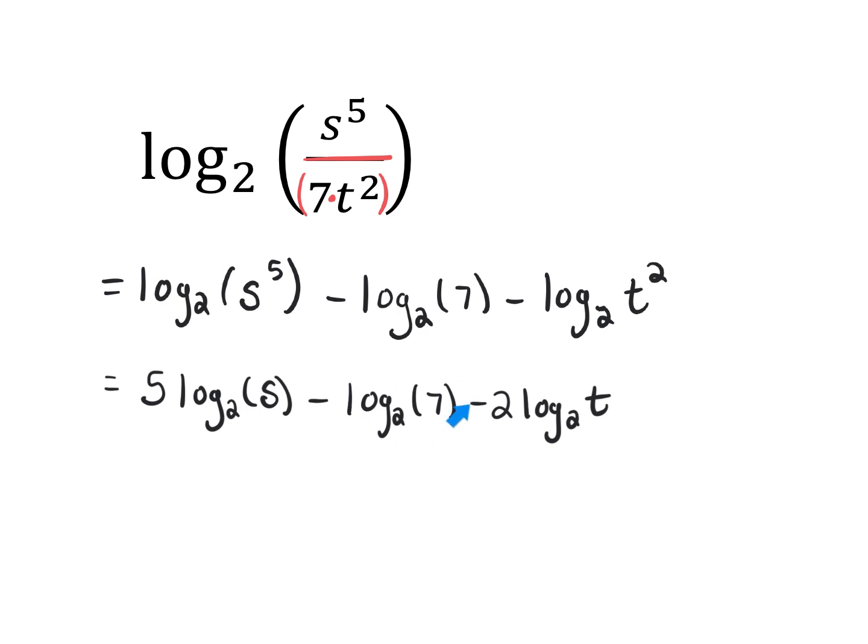We don't evaluate this even though there's a number inside, because 7 is not a perfect power of 2, so I'm just going to leave that exact. I'm not going to put it in my calculator and get a decimal for it.